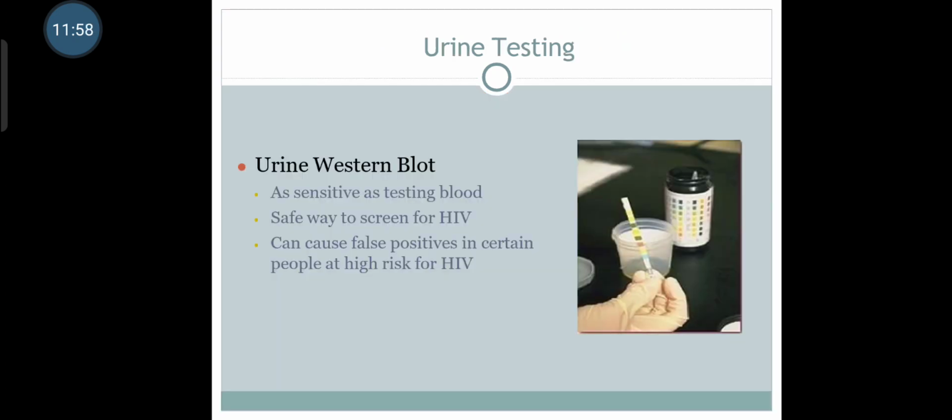Then urine test. Urine Western blot test is one of the tests wherein urine is used. It is as sensitive as testing blood. It is a safe way to screen for HIV, because if a person comes in contact with the blood of the patient, then he may have chances of HIV infection if that blood is exposed to an unhealed wound of the normal person. This can cause false positive results in certain people at high risk for HIV.